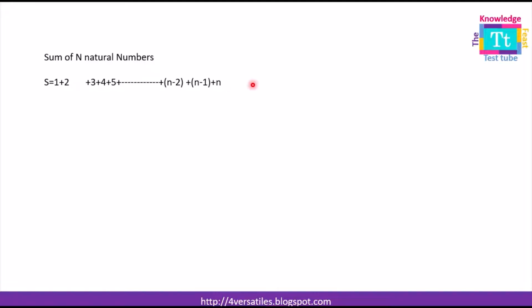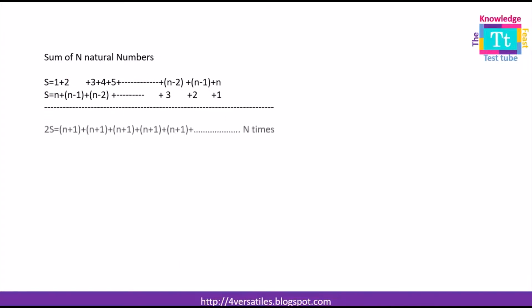to n. What I'm going to do is write the numbers in the reverse order, even though adding these numbers in the reverse order will also lead to the same result. So again, it is going to be S for me. What I have done is written it in the reverse order. Now I am going to add these two. Then they give me a pattern like this.